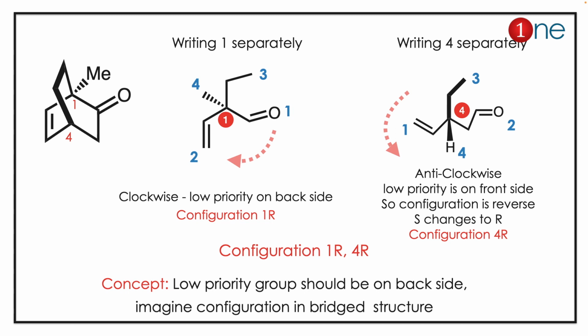So if you write the configuration, it will come out as S. Since hydrogen is on the front side, the configuration is reversed, it is R. So the configuration is 1R and 4R. The concept you have to learn here is that the low priority group should be on the backside. You have to imagine the molecule in a 3D way.